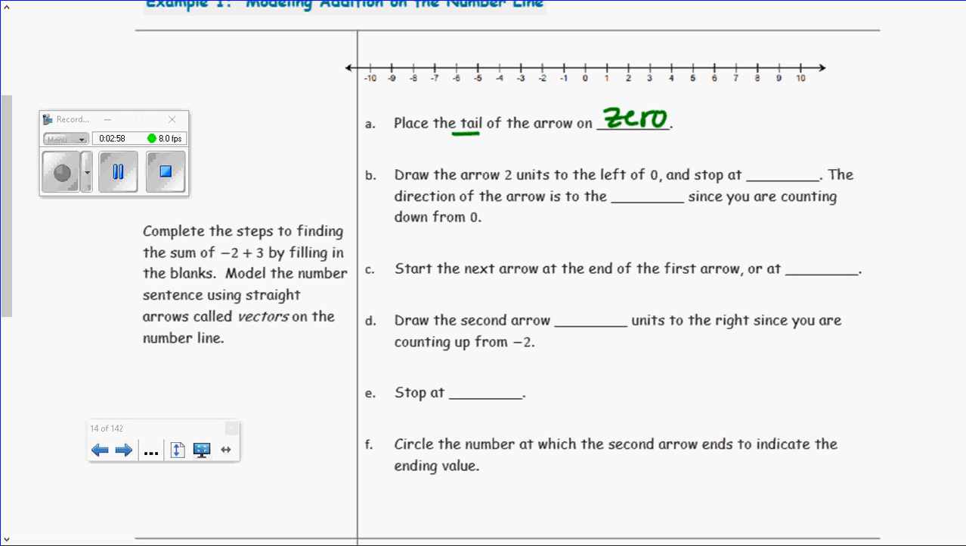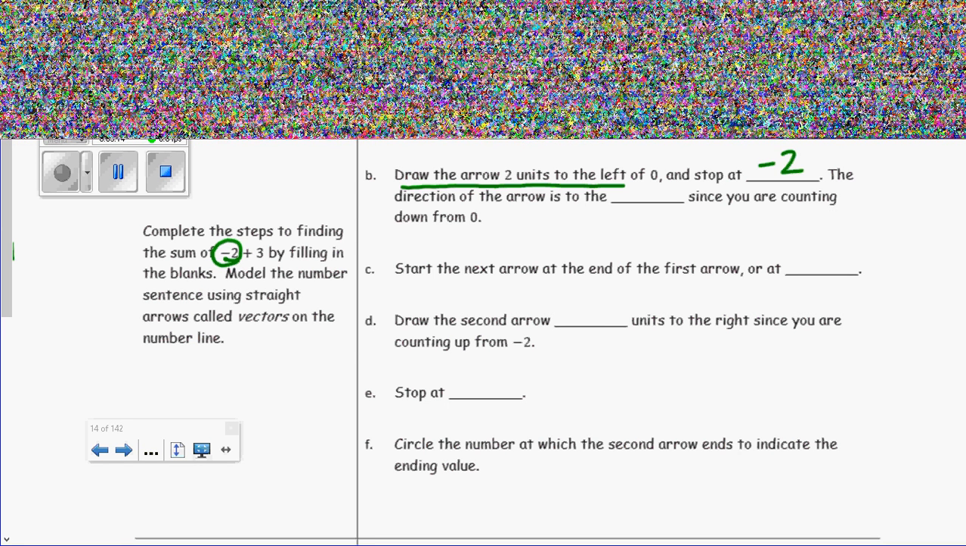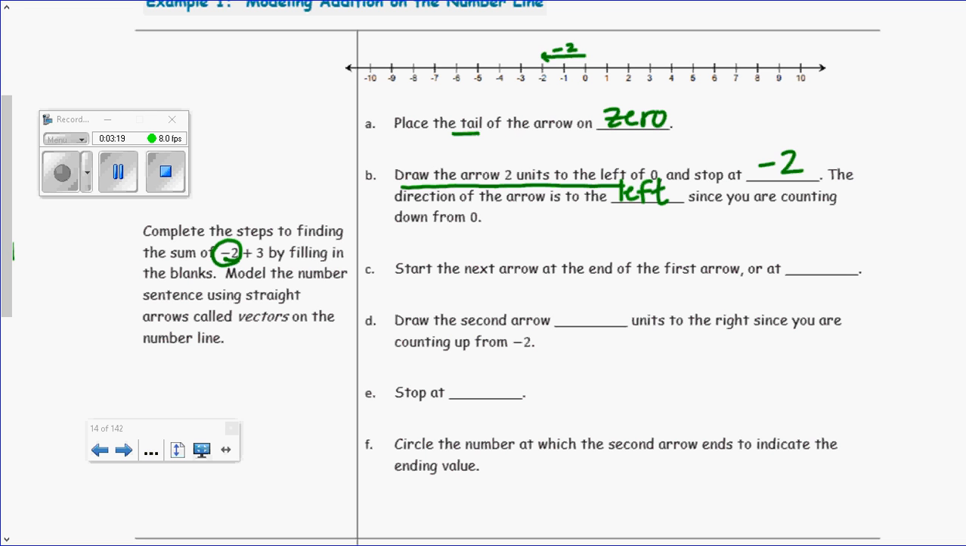Then we're going to draw the arrow 2 units to the left because that's negative 2. So two units to the left. I like to label it, even if we have to keep it going up there. The direction of the arrow is to the left since we are counting down. All the numbers to the left are getting smaller. That's why the negatives are to the left of 0 and to the right are positive. Next, start the next arrow at the end of the first arrow, at negative 2. So we're still at negative 2.